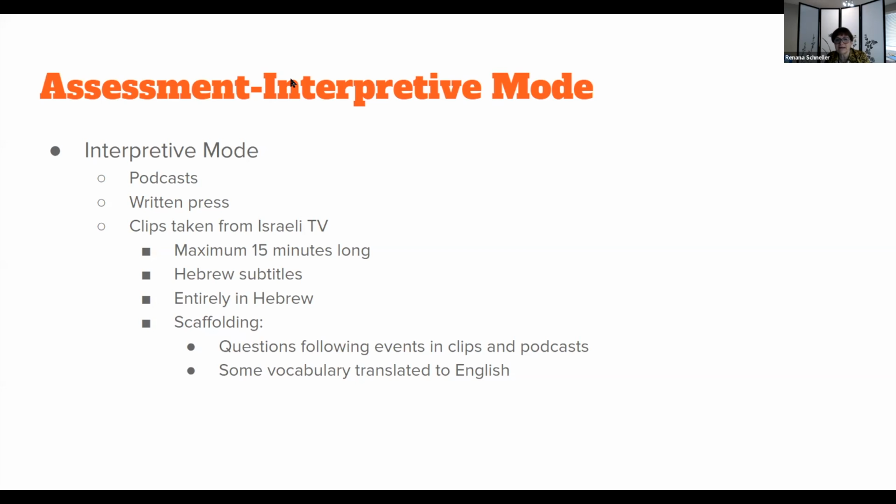We provided scaffolding, as Adi talked about, with questions following the events in the clip, so students will be able to look at the question and expect to have this in the clip. Some vocabulary was translated to English, and we gave a list of new vocabulary words.